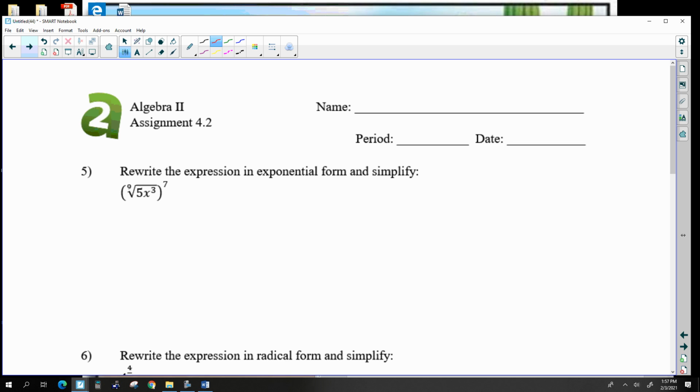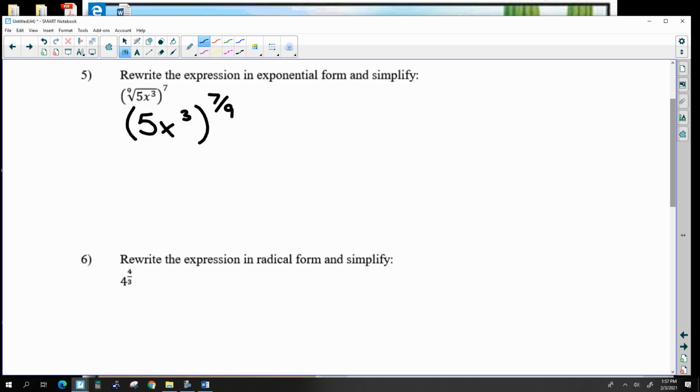All right, next, rewrite the expression in exponential form and simplify. Okay, so here we have 5x to the third, and to this we have a power of 7 and a root of 9. I'm pretty sure that's how the answer is going to look. If you put that inside its own unique parentheses, you can just worry about that in its own right. And I'm almost positive that would be the answer.